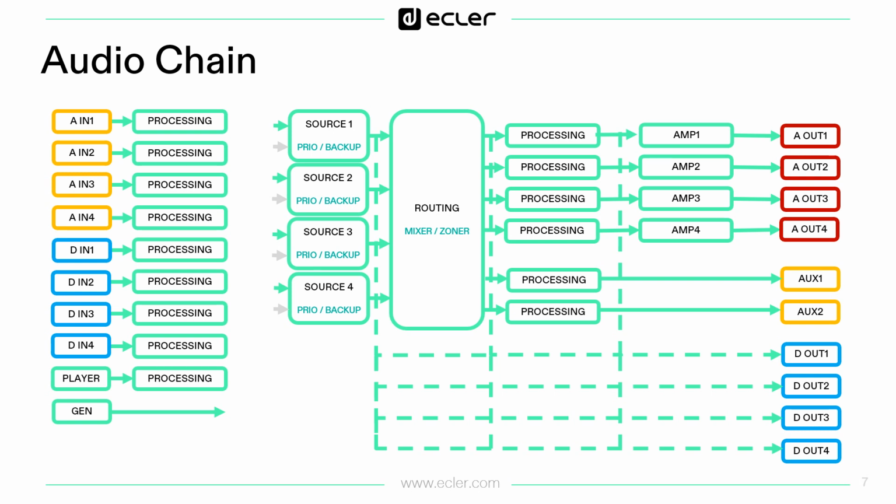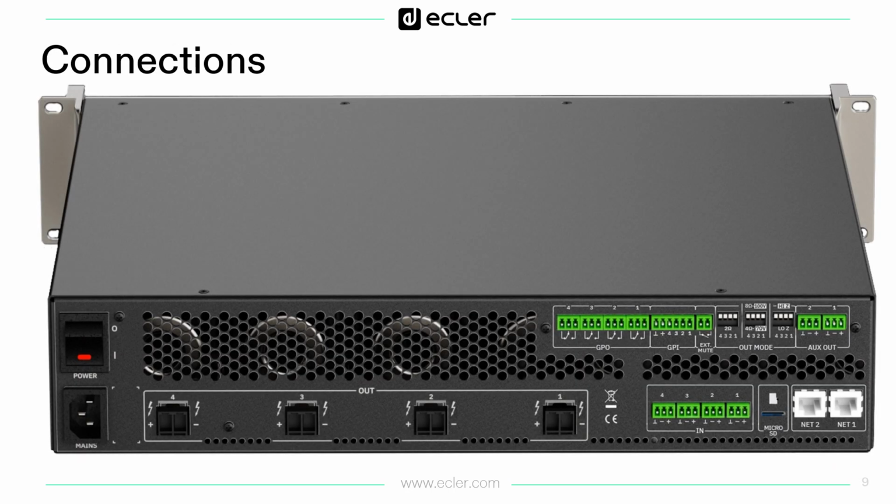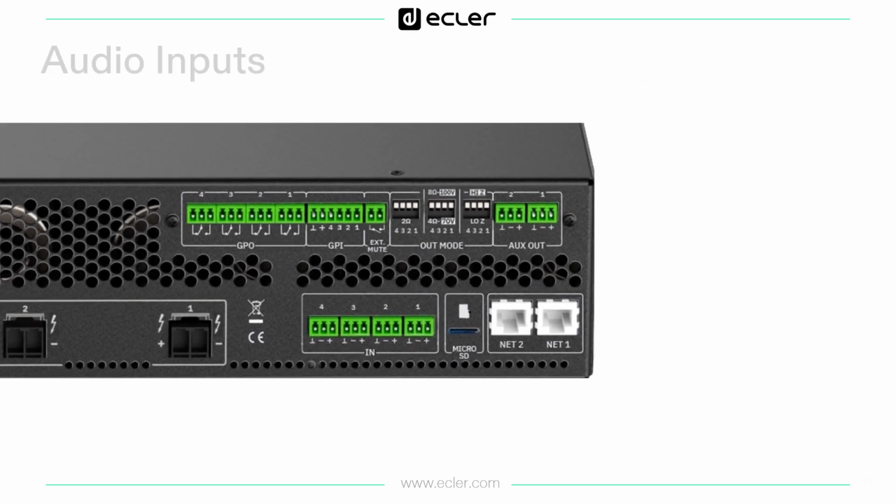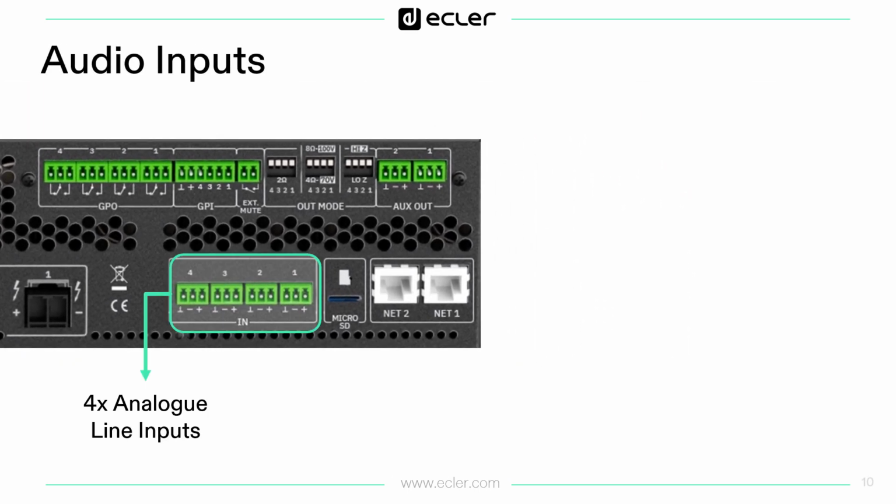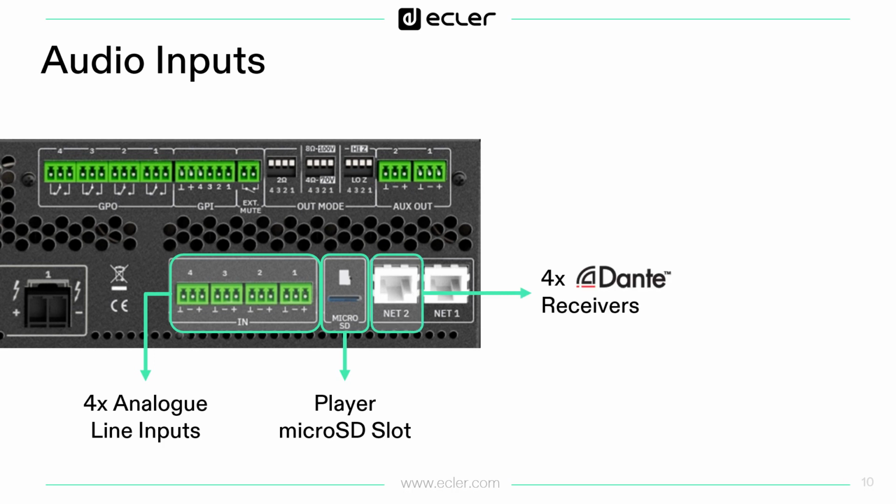Let's see the physical connections. Let's see the back of the unit. We can see the 4 analog inputs, the micro SD slot for the player, and in the net 2 port we will find the 4 Dante receivers.